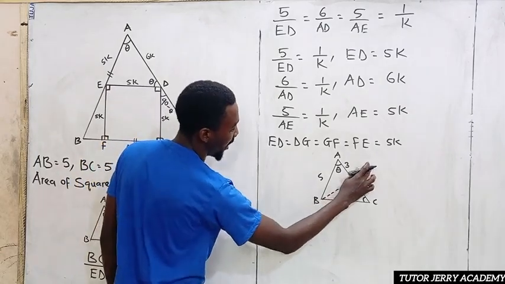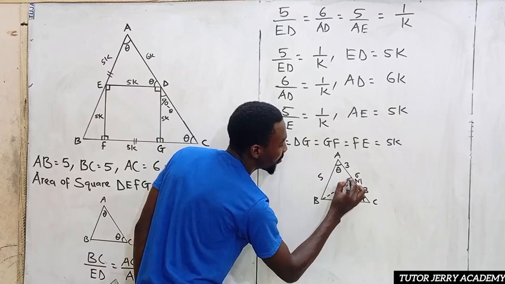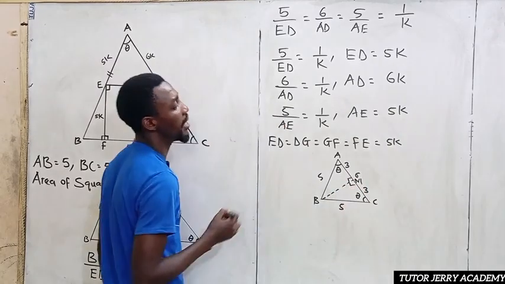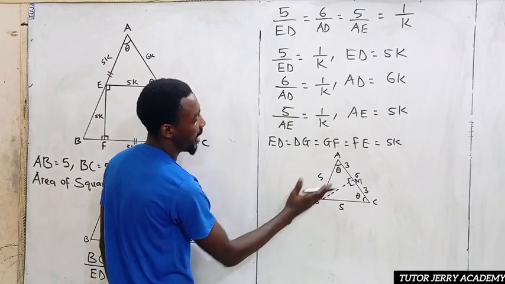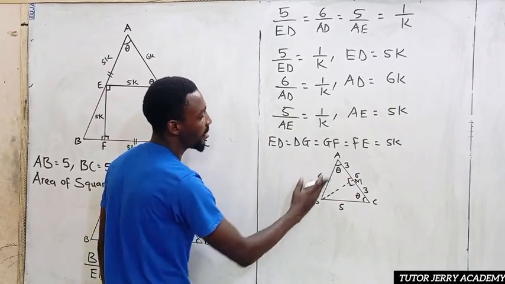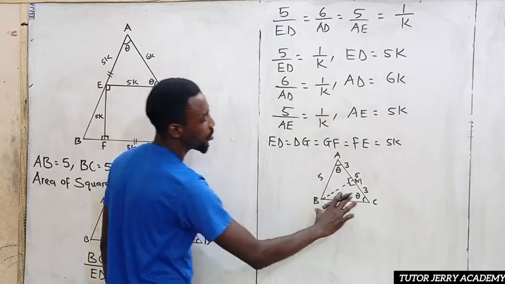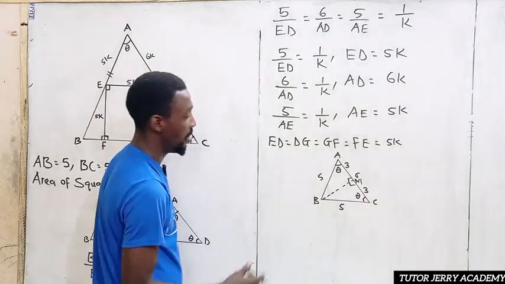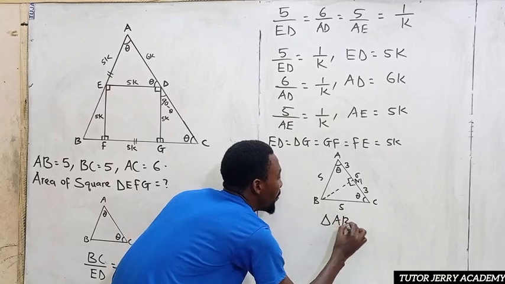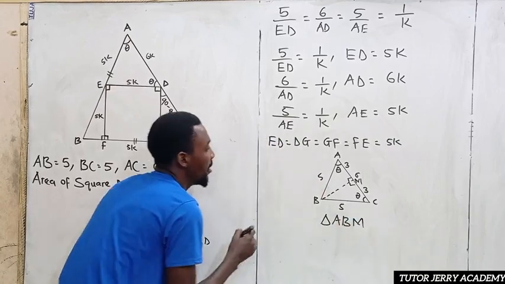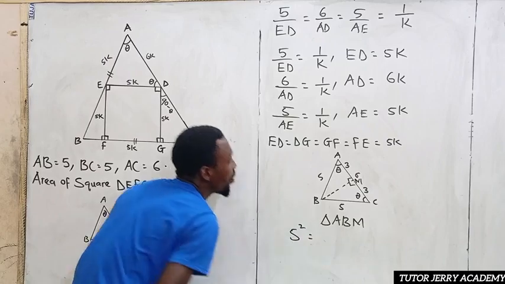Now I can calculate my BM, because I know that this line is drawn perpendicular. It means that this place is going to be 90 and this place too is going to be another 90. So now if I consider triangle AMB and apply Pythagoras theorem, it says the hypotenuse squared is the sum of the squares of the other sides. You can also consider BMC, anyone you want, but I'm going to consider triangle ABM. So using Pythagoras theorem, the hypotenuse side, which is 5 square, will be equal to what?